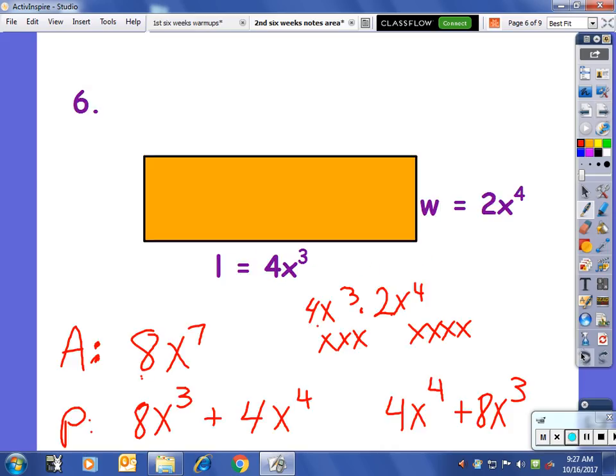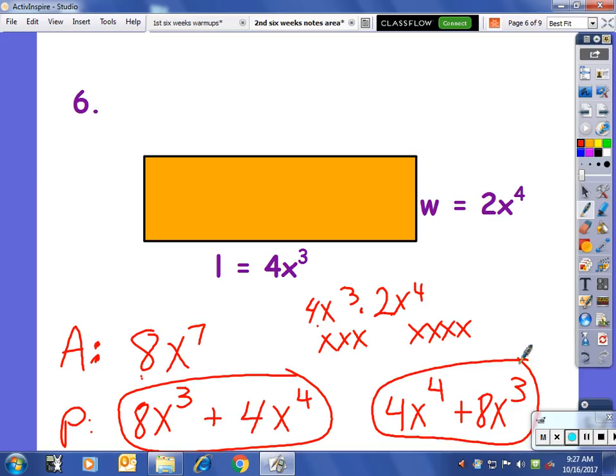The perimeter of that last one was one of these, either 8x to the 3rd plus 4x to the 4th, or flip them around, 4x to the 4th plus 8x to the 3rd. Again, you're adding these two sides, that's how I get 8x to the 3rd. Add these two sides, you get 4x to the 4th. And I can't put these together because they're not like terms. So the best I can do is just put a plus sign in between them.